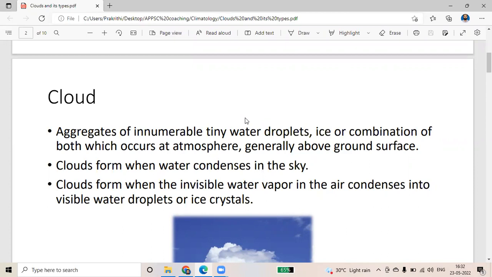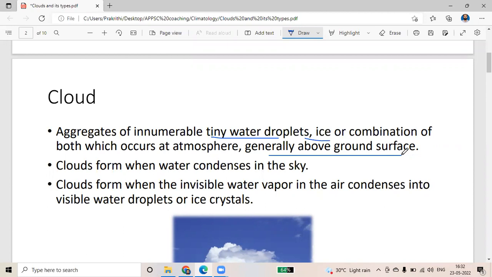So what is a cloud? It's an aggregate of innumerable tiny water droplets, or ice crystals, or a combination of both, which occurs in the atmosphere generally above the ground surface. If it is at the ground surface, we can say it is fog, or mist, another name. But if it is above the surface, and it is made of the same material, that is tiny water droplets or ice crystals or a combination of the two, then we can say it is a cloud.